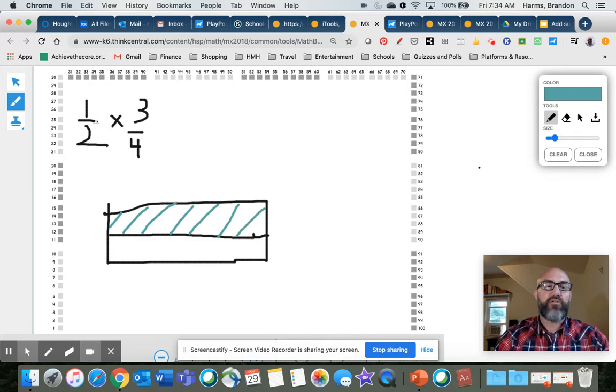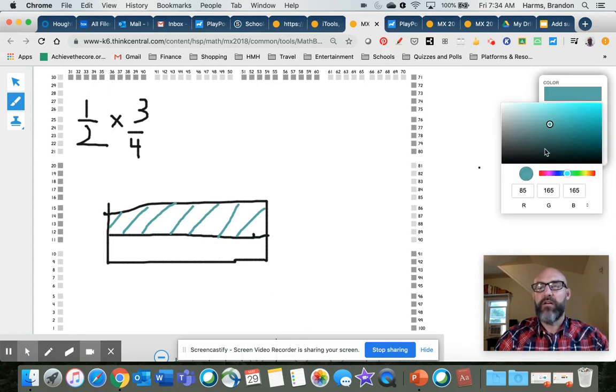And let's do some shading to represent we're only going to have half of this granola bar. We're going to have this top half. The other half of it, let's say it's already been eaten. I ate it, or maybe somebody else ate the other half. So we have half of that granola bar, and I get to eat 3/4 of the half. So 3/4 of a half.